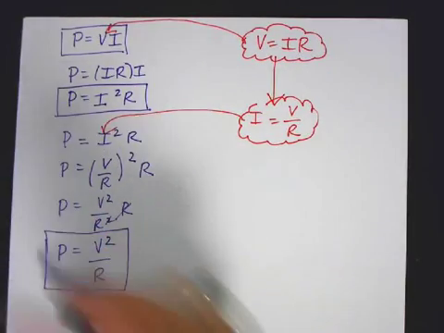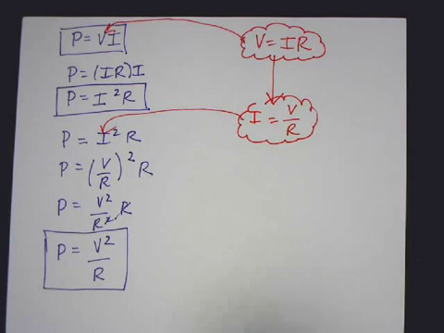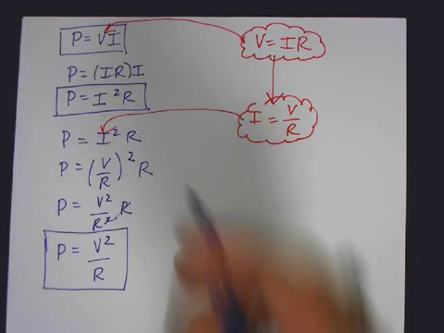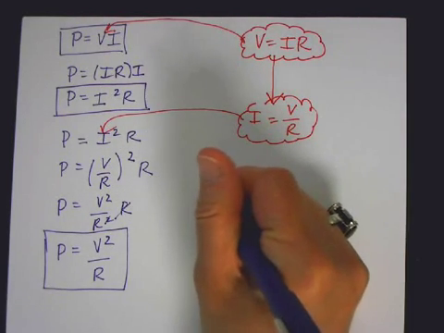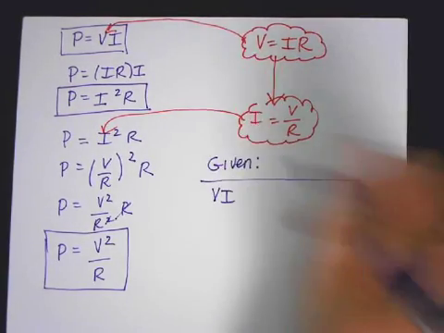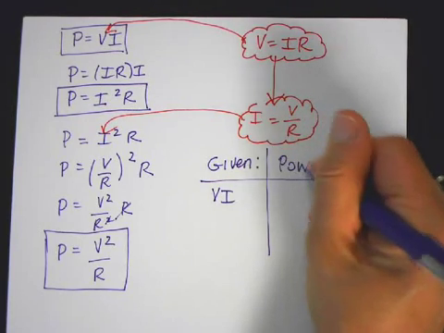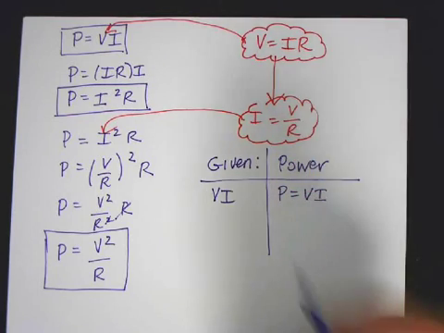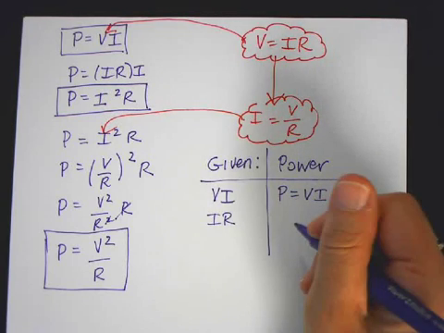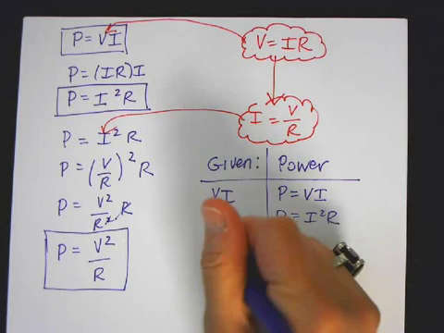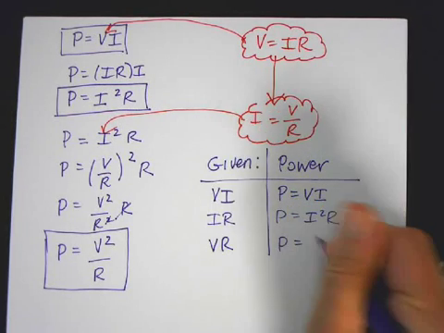So what you see is I have three different equations for power. Are they all the same power? Yeah. But the difference is that they all have different givens. So you might want to realize that if I'm given V and I, the equation for power is power equals VI. If I'm given I and R, the power equation is power is equal to I squared R. And if I'm given V and R, the power equation is power is equal to V squared over R.